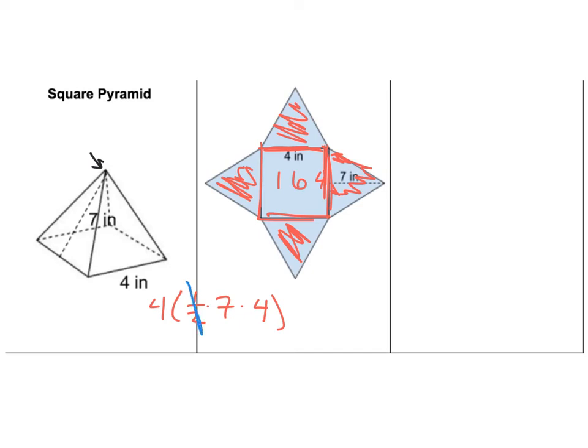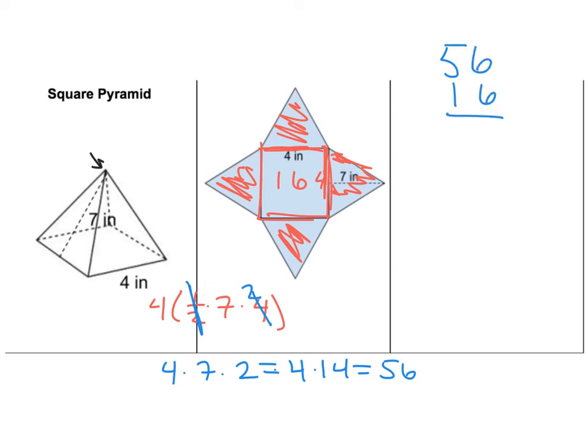Notice that half of 4 is going to give me 2. So I can get rid of this half and change this to a 2. Now I have 2 times 7, and that gets multiplied by 4. I know that 4 times 14 is 56, which means that my area has to be 56 plus 16 added together. 6 and 6 is going to give me 12, that's going to give me 7. And so my answer for my total area is 72 square inches.